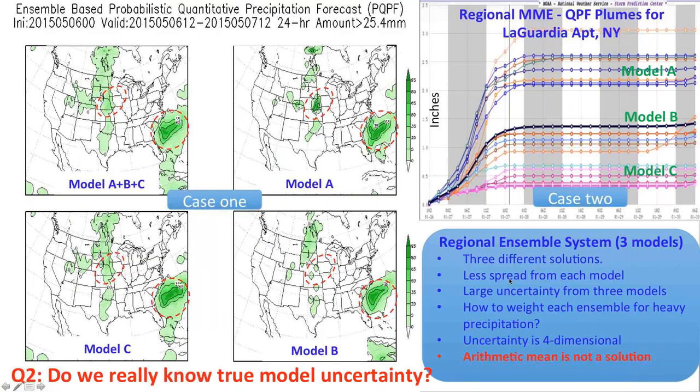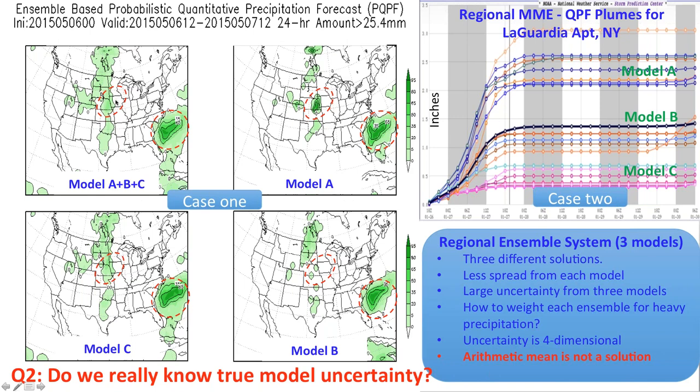Next, I'm talking more about the model uncertainty. Over here I give you examples: models A, B, C. I didn't put any model names, the perturbation case one on the left and case two on the right. You will see each model gave a different answer for the heavy precipitation. The right one is a snowstorm in New York a couple of years ago, a much argued case. I'm talking about the circle in the middle of the United States.